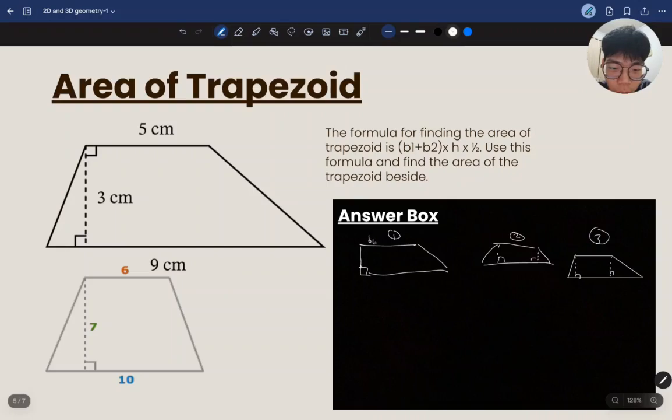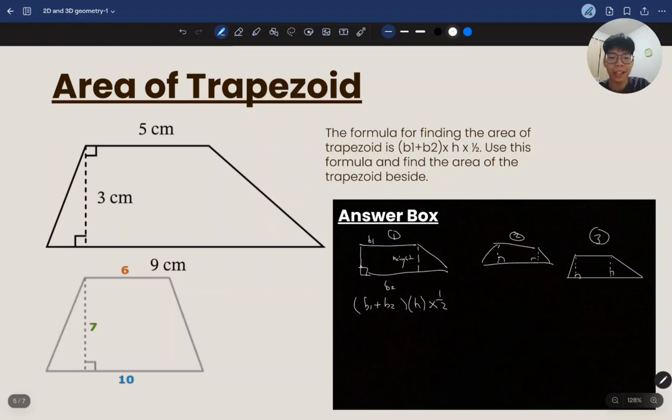The top part is called b1. The bottom part is called b2, representing base 1 and base 2. This part is called the height. To find the area, we should add b1 plus b2, multiplied by the height, times 1 over 2.